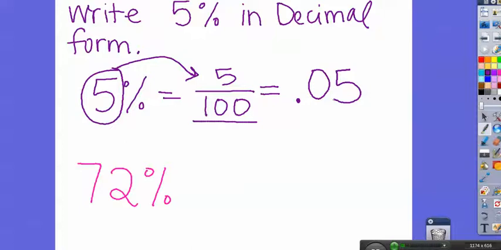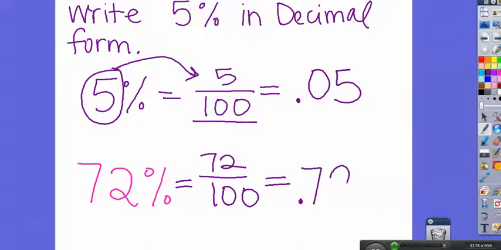What about 72%? Well, we can convert that into a fraction, and then once we've got it into fraction form, then we can make it into a decimal. Well, 72% is equal to 72 over 100. And then we can write this as a decimal. All we need to do is say it out loud, 72 hundredths, and then write it as a decimal and make sure your 2 is in the hundredths place.